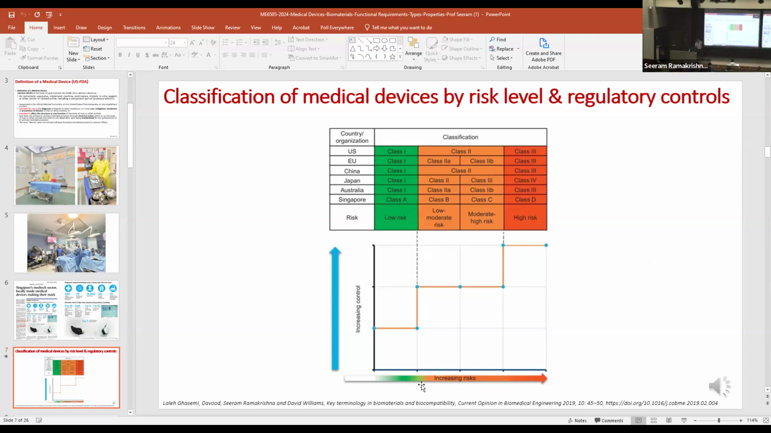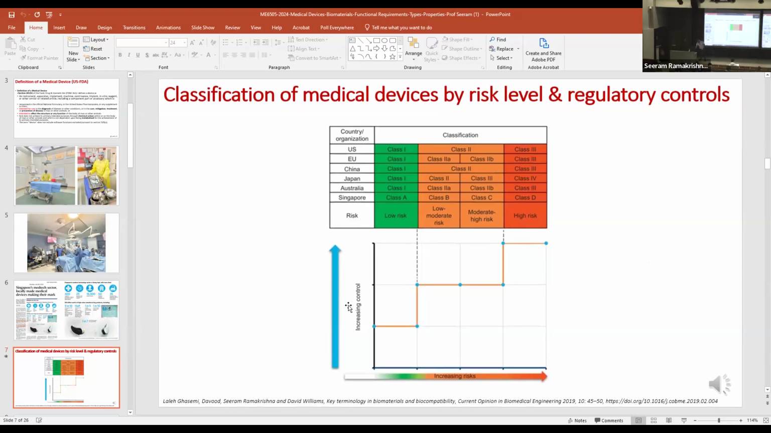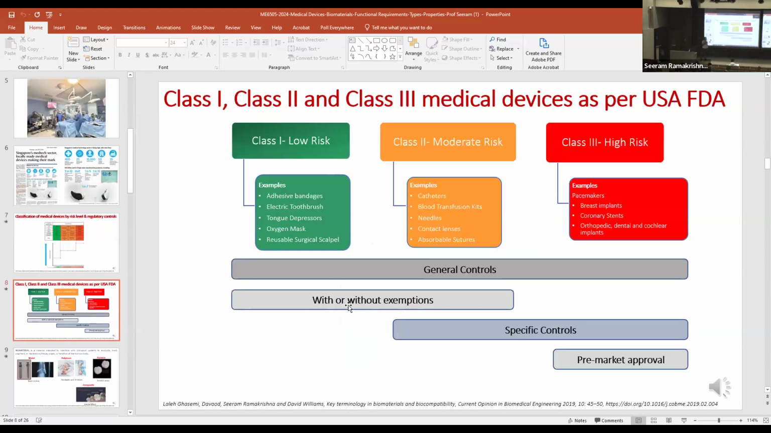So essentially, the higher the risk to the patient, the higher the control by the regulatory authorities on the device. That's basically a corresponding relation between the perceived risk and the control needed. Now, if you look at it, this is how regulatory control is translated into class 1, class 2, class 3 devices. If you assume all the devices would have a general control.